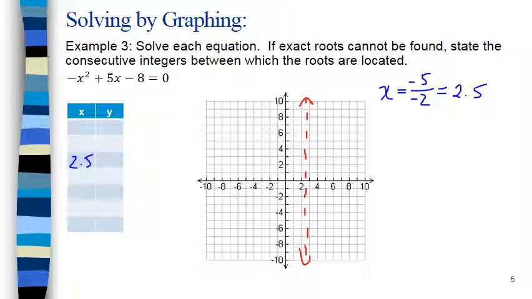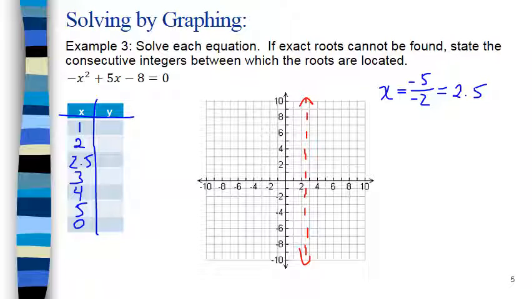I'm going to pick some additional x values, so I'm going to also want to graph 2 and 3 and 1 and 4 and probably 5 and 0. Okay, so go ahead and pause the video right now, get some y values that relate to those x values.